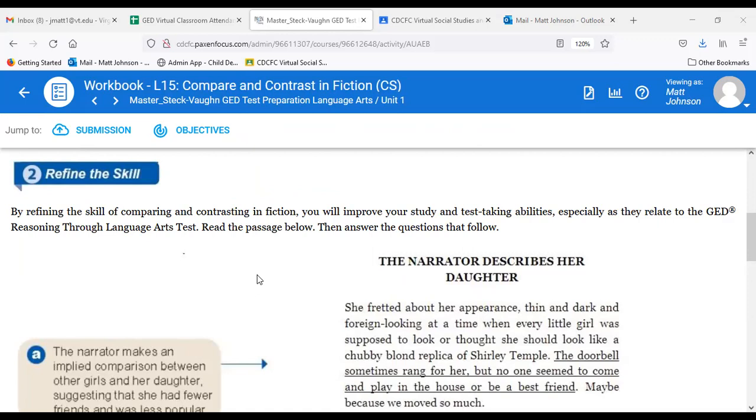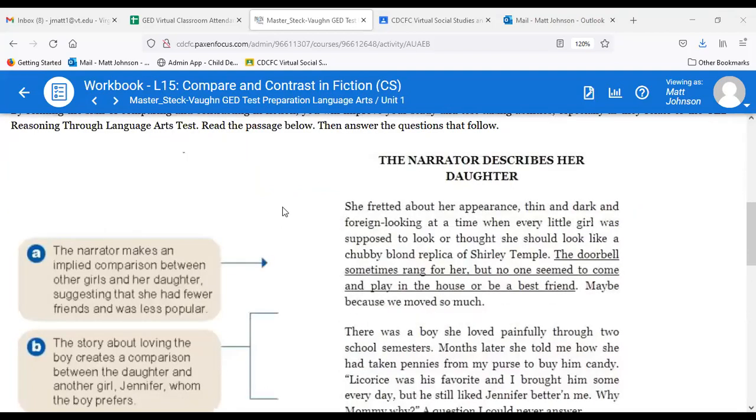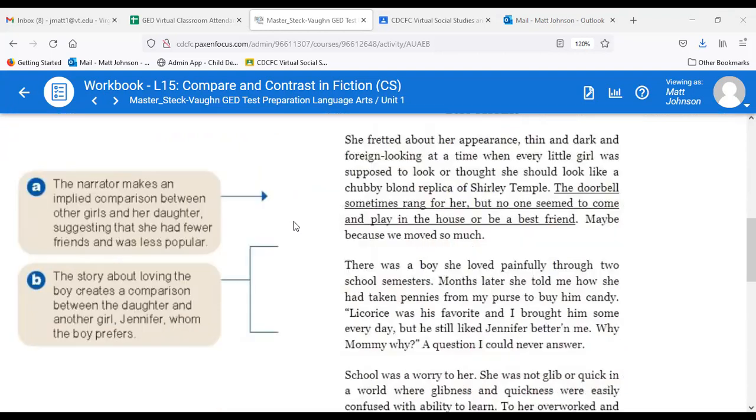The doorbell sometimes rang for her, but no one seemed to come and play in the house or be a best friend, maybe because we moved so much. There was a boy she loved painfully through 2 school semesters. Months later, she told me how she had taken pennies from my purse to buy him candy. Licorice was his favorite, and I brought him some every day, but he still liked Jennifer better than me. Why, Mommy, why? A question I could never answer.